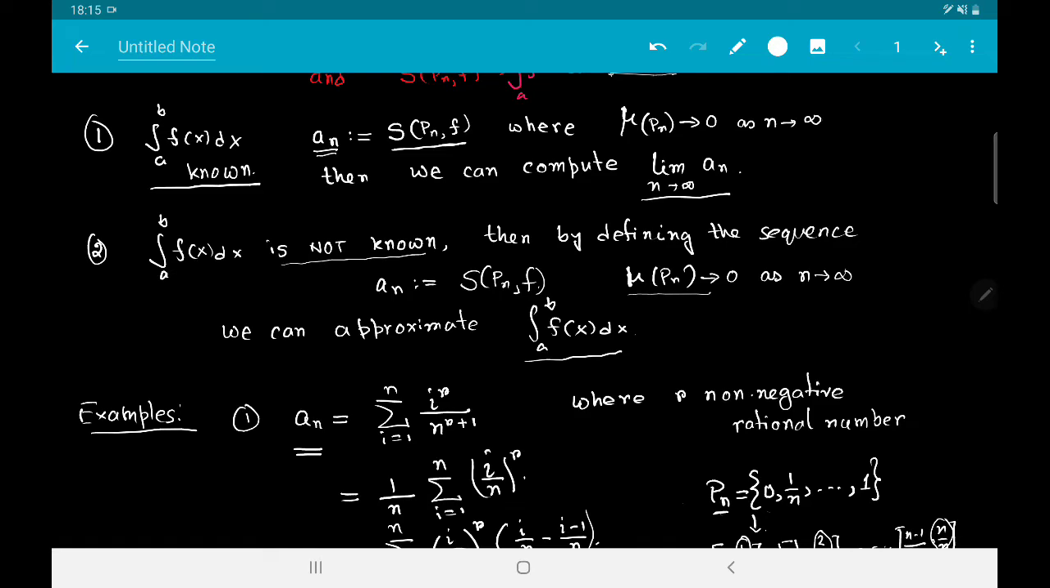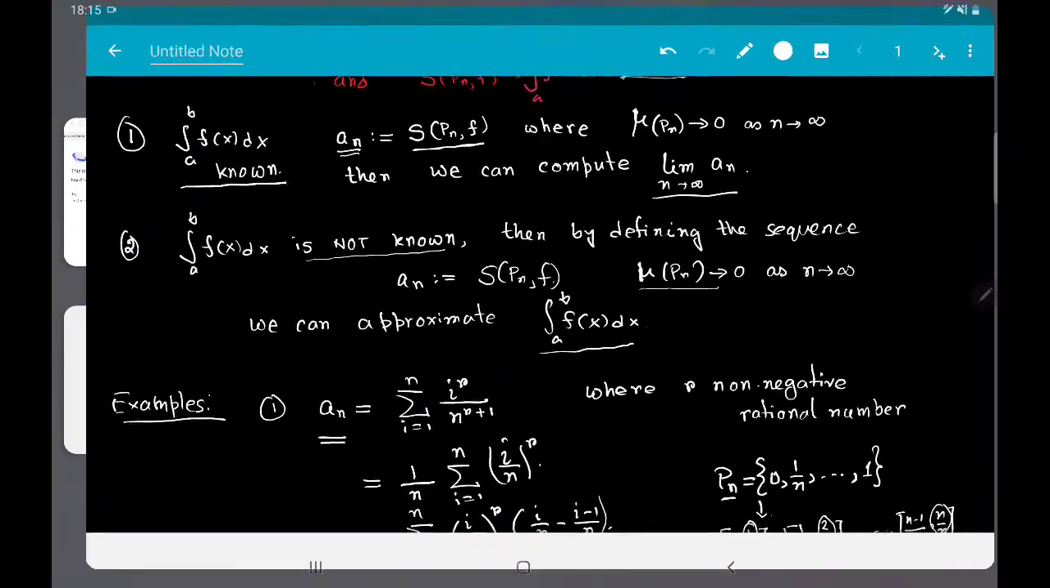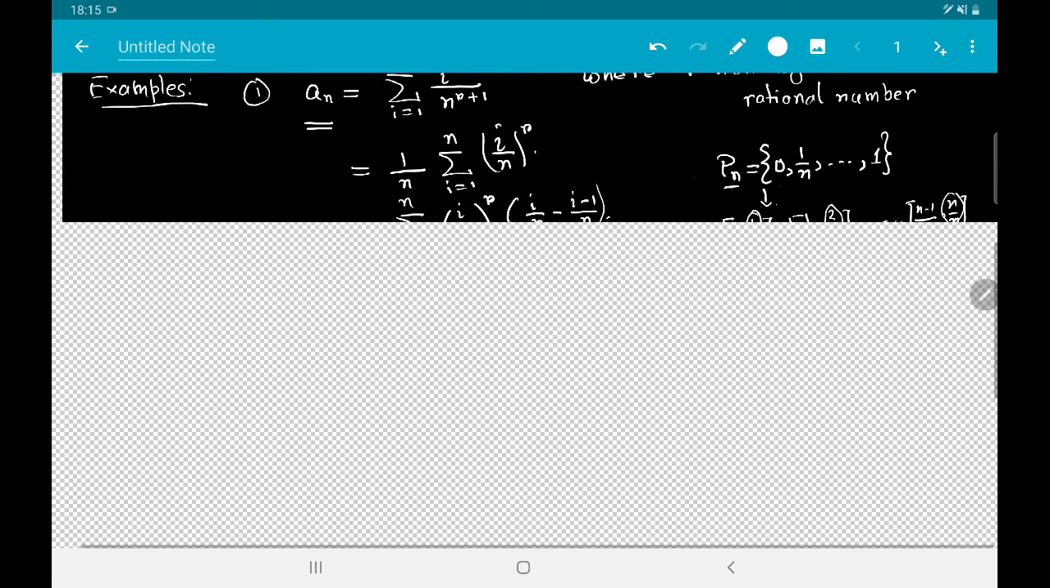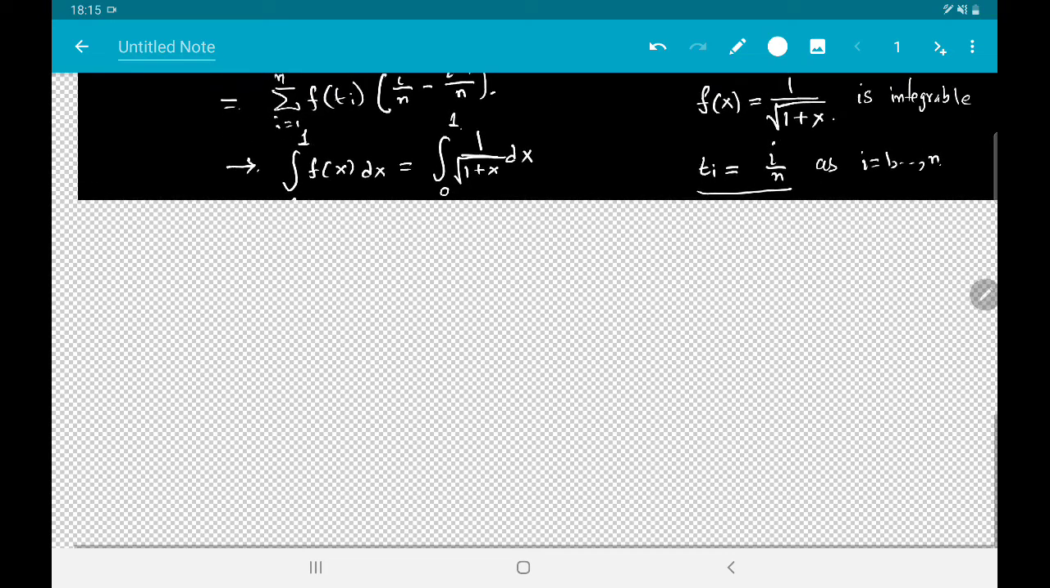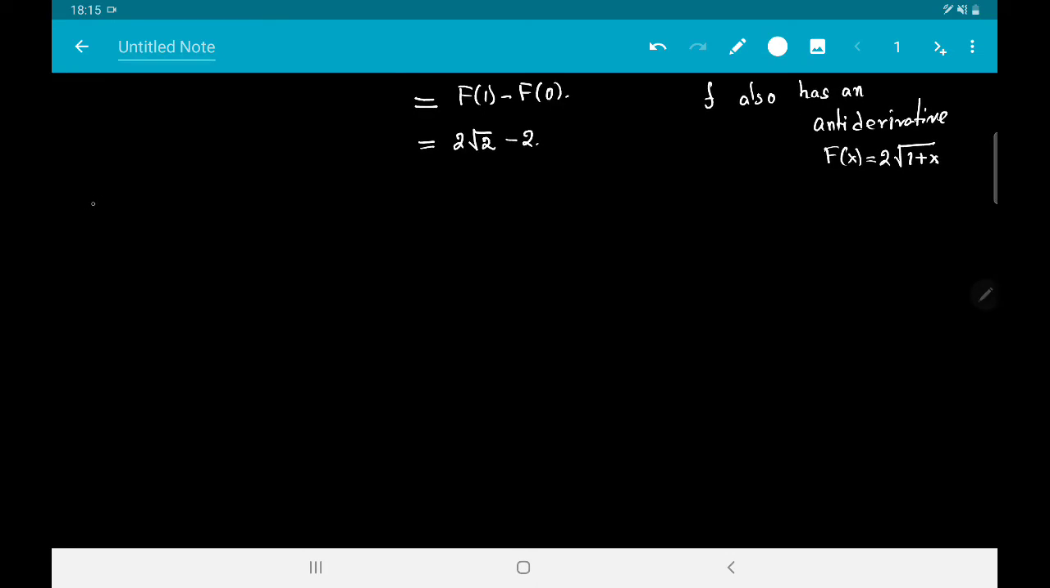Next, let me try to illustrate the second point with a small example, and we will finish the video with this. So what is our example? Suppose that we are asked to find the integral from 0 to 1 of dx by 1 plus x squared. A priori we do not know what this integral is, what the antiderivative of the function f(x) equal to 1 by 1 plus x squared is.